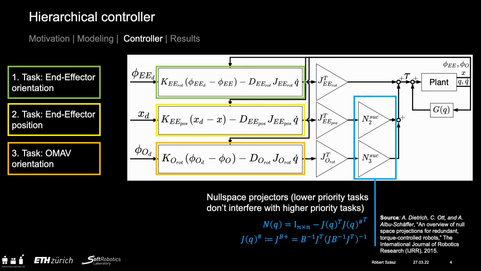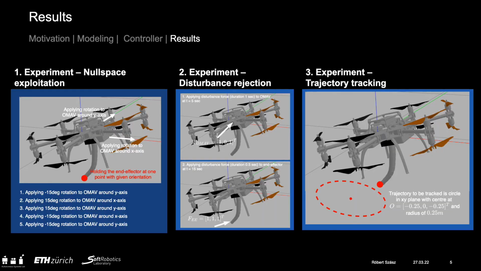To test the capabilities of the platform and the controller, 3 simulations were conducted. The first one was to hold the end effector at a given point, with a given orientation, while the OMAV's orientation was constantly changing. The second simulation was to show the disturbance recovery abilities of the system. We applied a force to the OMAV, and then to the end effector. The third simulation was a circular trajectory tracking, with the OMAV always facing inside, towards the center point.